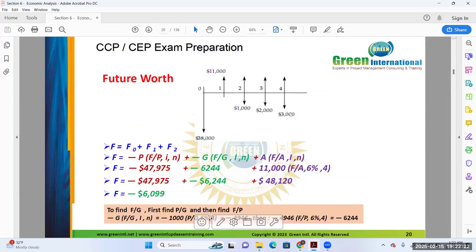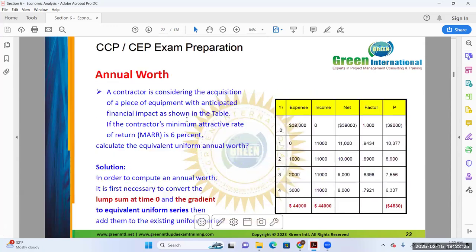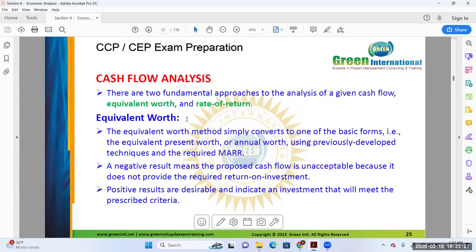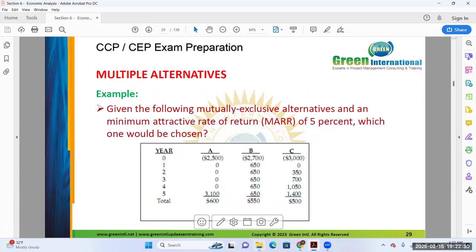So we have explained what is cash flow, future worth, annual worth, everything. So now we will start doing the questions.